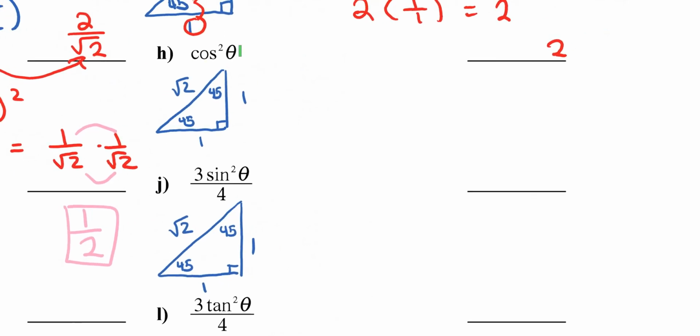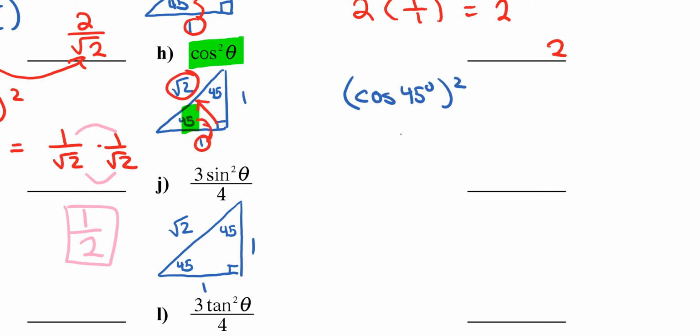And for letter H here, I have cos squared theta. So this is the same thing as cos of 45 degrees, all to the power of 2. If you look at the 45 degrees here, cos theta is your adjacent over your hypotenuse. So my adjacent is 1, and my hypotenuse is root 2. So this is the same thing as 1 over root 2. Sorry, my pen's just not really working here. Let me try that one more time. It's going to be 1 over root 2, and all that's being raised to the power 2. We did that in the previous problem, so that's going to be just 1 over 2 again.